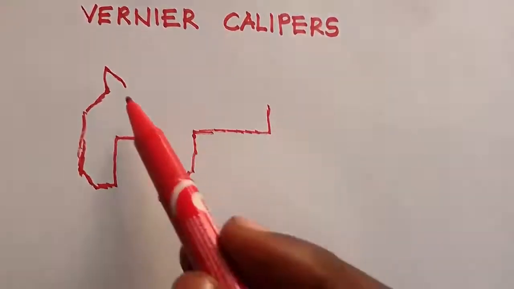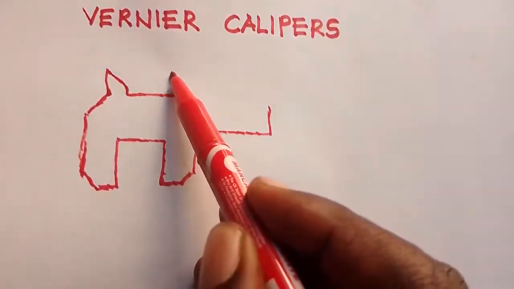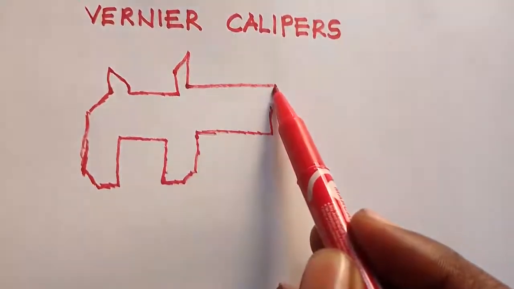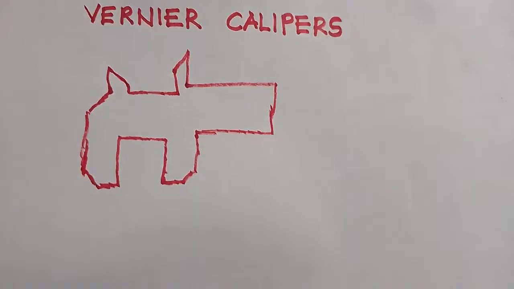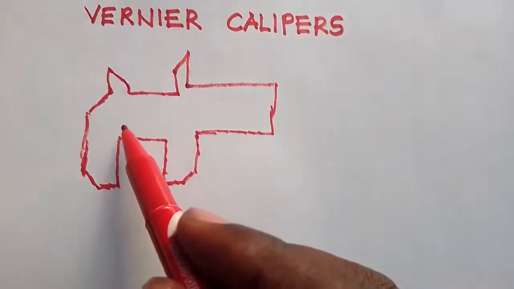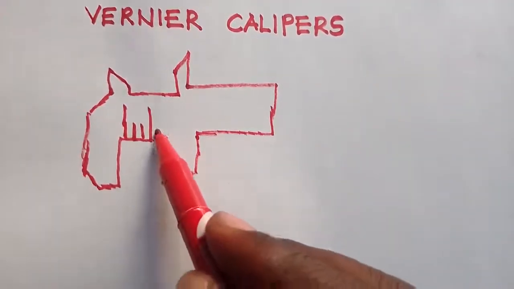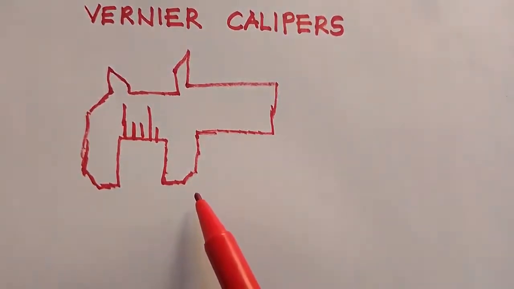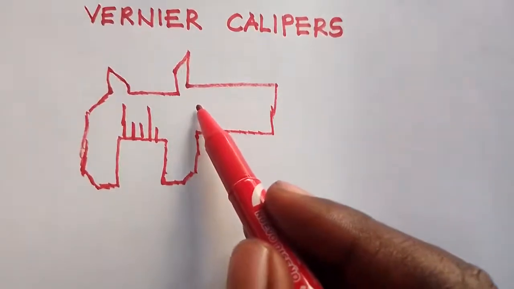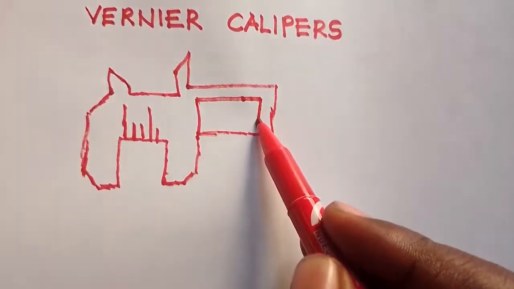We see how this one is. It has something like this, like this and like this. Hope you are able to see. We've got a scale here. This is a scale here. We also have another scale here, and this is also another part here. We have a scale here.